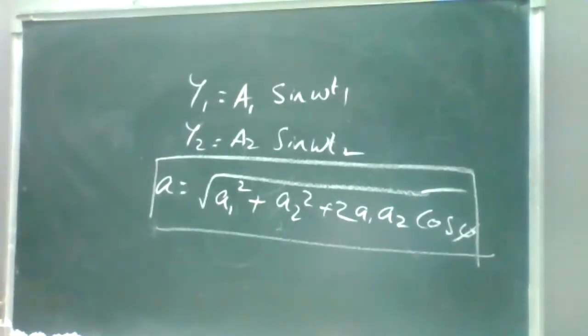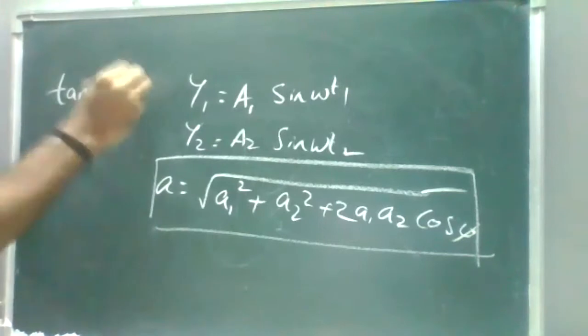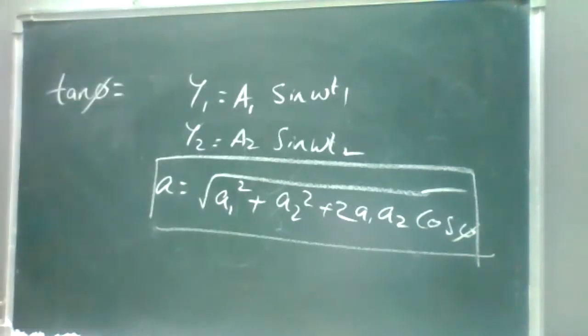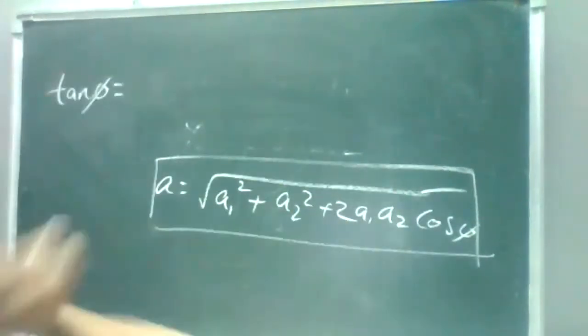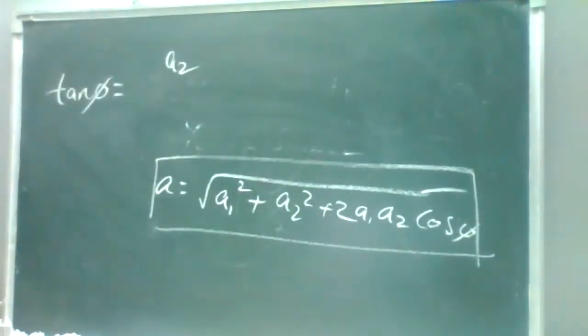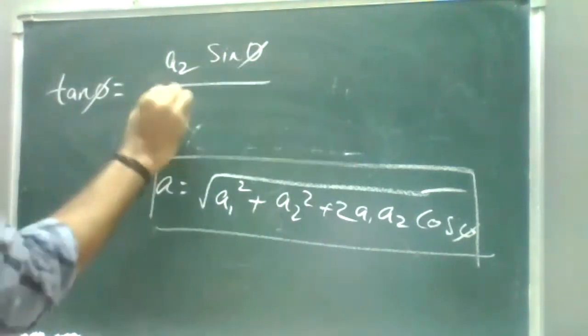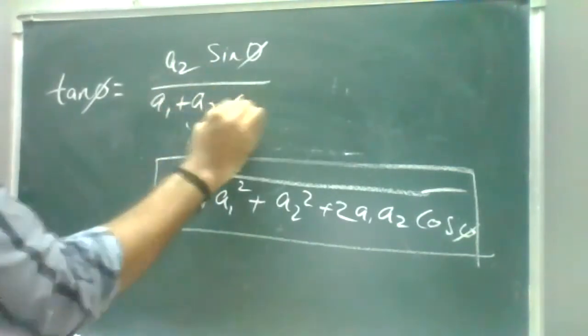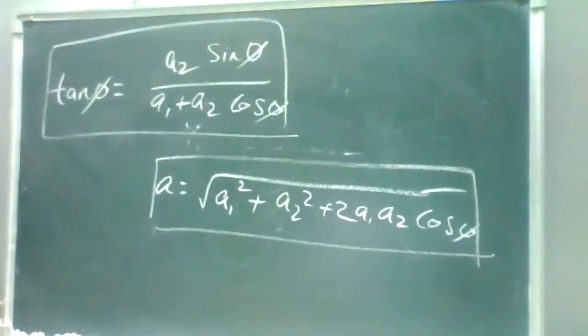Second, we need to find the phase angle. For the phase angle, we have used tan phi, as we discussed in vectors. So I am going to give the direct relation: tan phi is equal to a2 sin phi by a1 plus a2 cos phi. This is one relation.